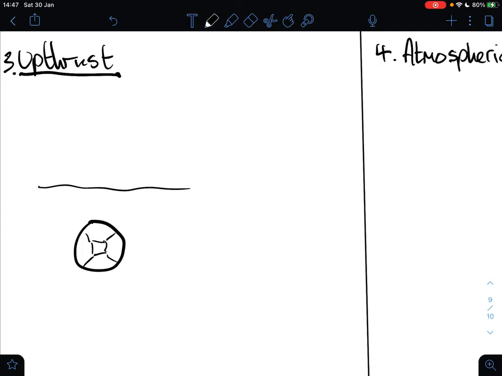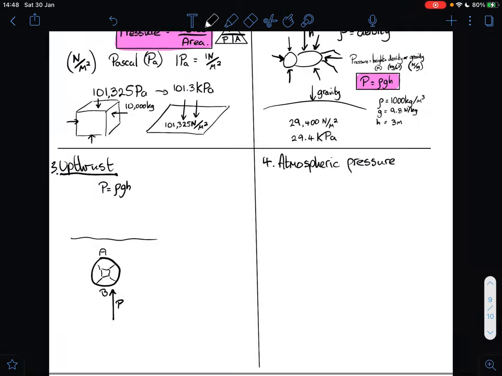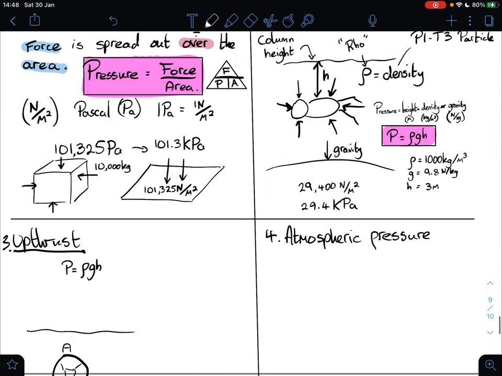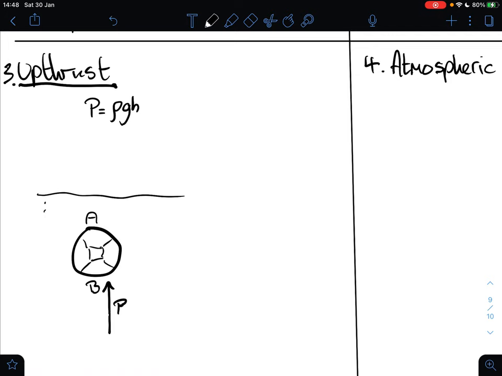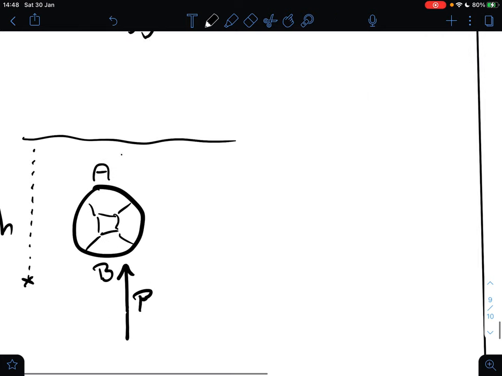Now, if we took the region here, region A, and region B, which side would have the greater pressure exerted on it? Hopefully you've said region B. Region B would have a greater pressure because if we look at the equation, pressure equals rho g h from our previous lesson, we can see that as we go down deeper, as the column height gets greater, then the pressure increases. So the pressure at the bottom of the ball is going to be greater than the pressure on the top of the ball.